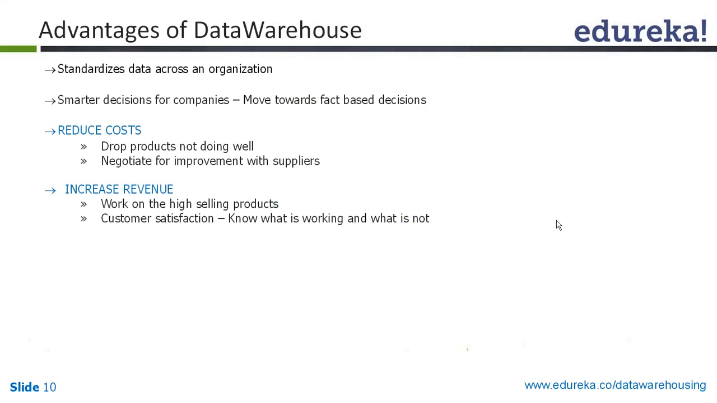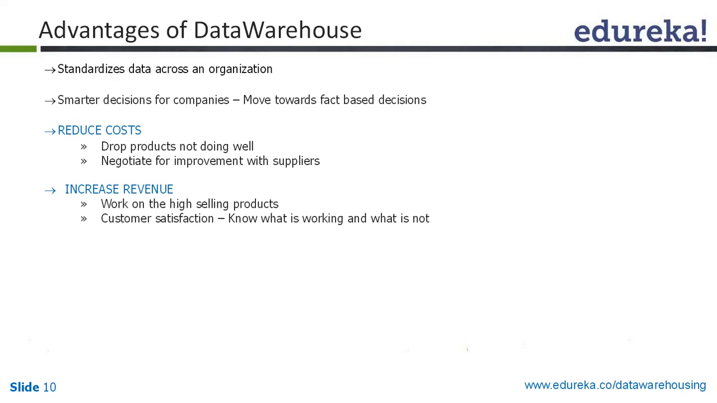Advantages of a data warehouse: standardizes data across an organization, smarter decisions, and as I said, I gave you examples of ATM, railways, supermarket chain, procurement, customer feedback, etc. All these things either are aimed at reducing costs or increasing revenue. Reducing costs: drop products that are not doing well. I took the example of a supermarket where you can put targeted ads and remove the products that are not doing well. Negotiate for improvement with suppliers.